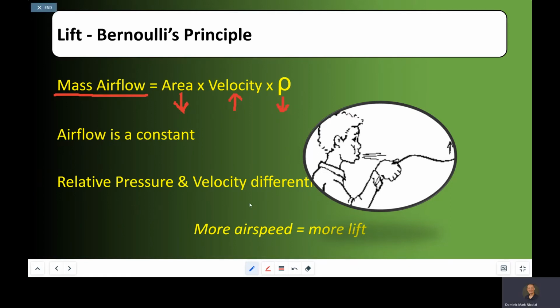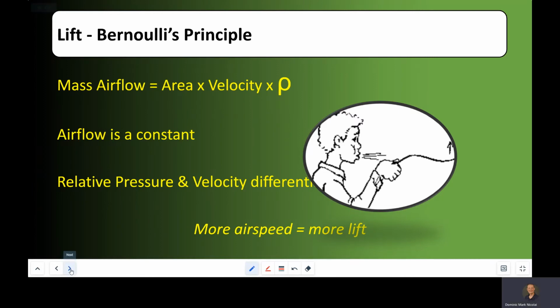So the pressure and the velocity are the ones that are going to be different in it. And the effect here that we take is that wing shape is generating an area where there's a restriction on one side of the airfoil. So hence a greater acceleration of the airflow over it. More speed equals more lift is what it boils down to here.